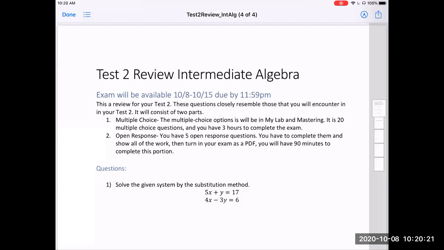All right, hello and welcome for our test 2 review. Our exam 2 is going to look a lot like our exam 1, but also a little bit different. So your exam will be available from today noon and you'll have a week to complete it.